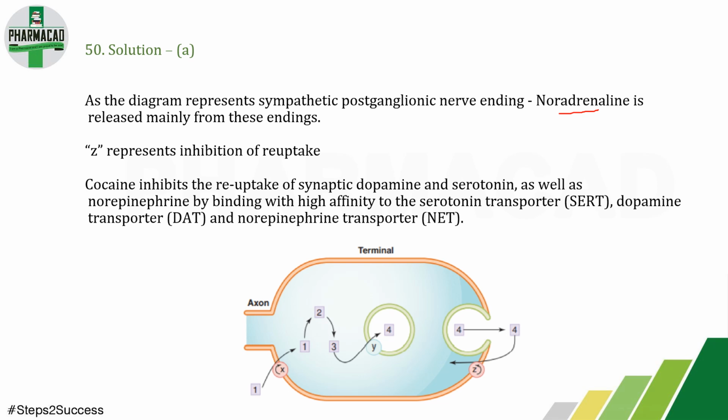Something is not able to reuptake from here. So cocaine inhibits the reuptake of dopamine and serotonin as well as norepinephrine. Cocaine is the drug that, after norepinephrine or dopamine or serotonin is released from the nerve ending, binds with high affinity to the serotonin transporter, dopamine transporter or norepinephrine transporter. Hence, cocaine is the answer that is preventing the reuptake from this point.